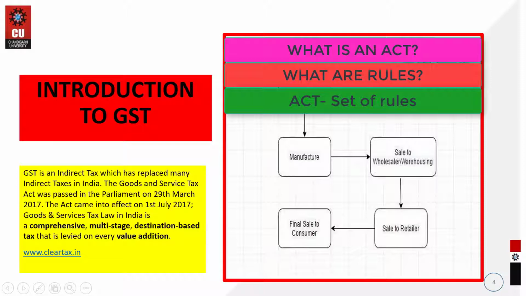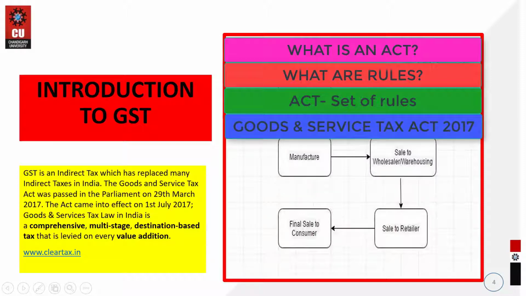To understand this, let us pick up the act which I will be teaching you in this entire semester, that is the Goods and Service Tax Act 2017. So act means a set of rules. An act is nothing but a book in which rules of a certain field are written.